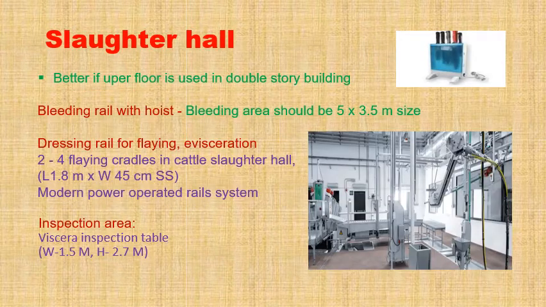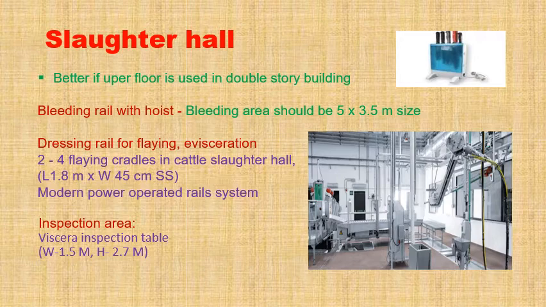Slaughter hall. Actually, the stunning area comes at the entry of the slaughter hall, which I have already discussed. But this slaughter hall will be good if it is on the upper floor in case of a double-story building. And besides the stunning area, there are other important areas in the slaughter hall, that is the bleeding area, the dressing area and the inspection area.